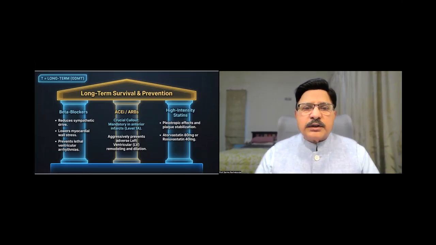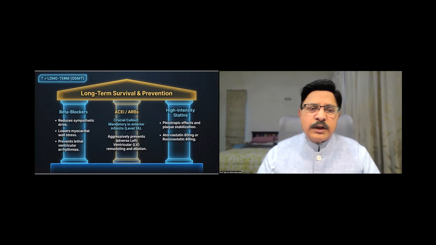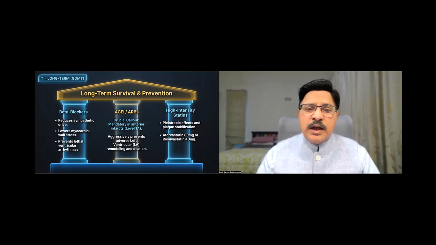Okay. What is the long-term survival and prevention? What are the long-term drugs we have to prescribe for this person? These are beta blockers. They reduce the sympathetic drive, lower the myocardial wall stress, and prevent lethal ventricular arrhythmias. ACE inhibitors and ARBs are the crucial pillar. They are mandatory in anterior wall infarcts, level 1A evidence. They aggressively prevent adverse left ventricular remodeling and dilatation.